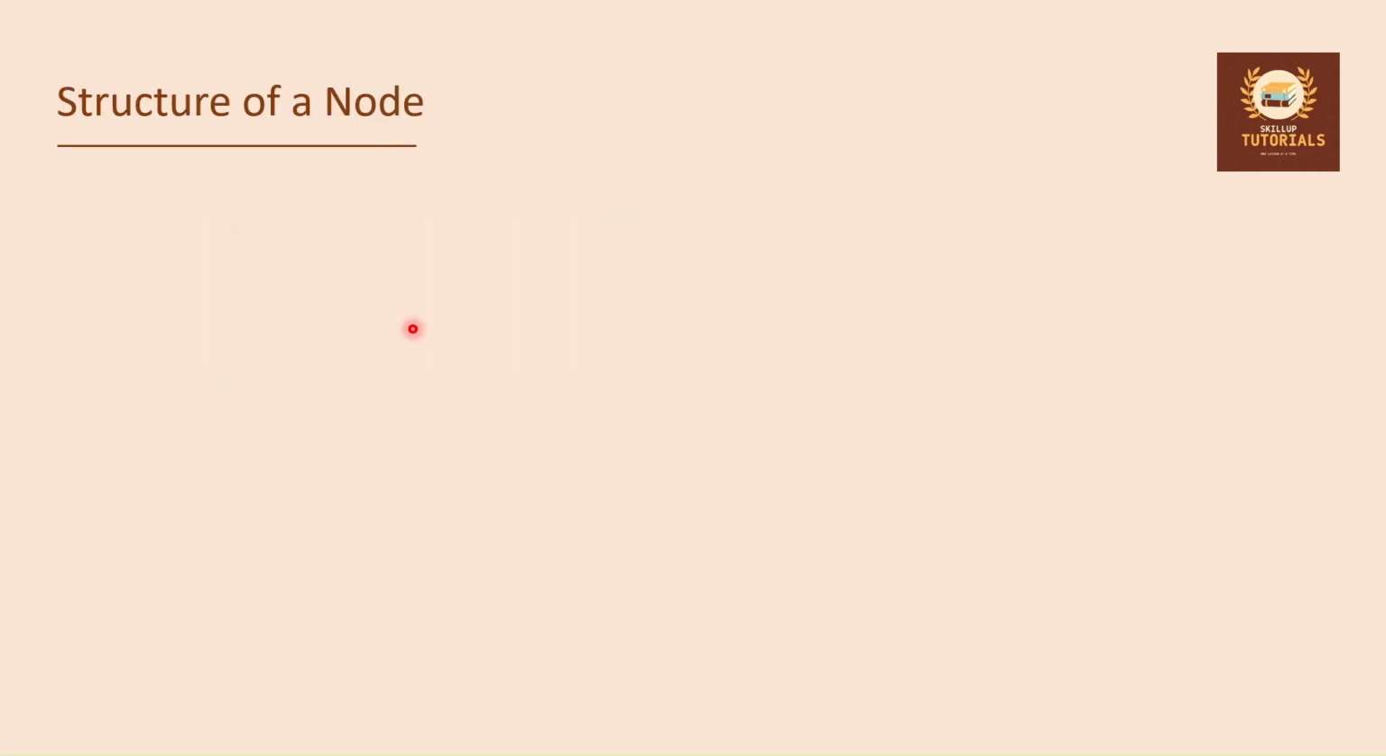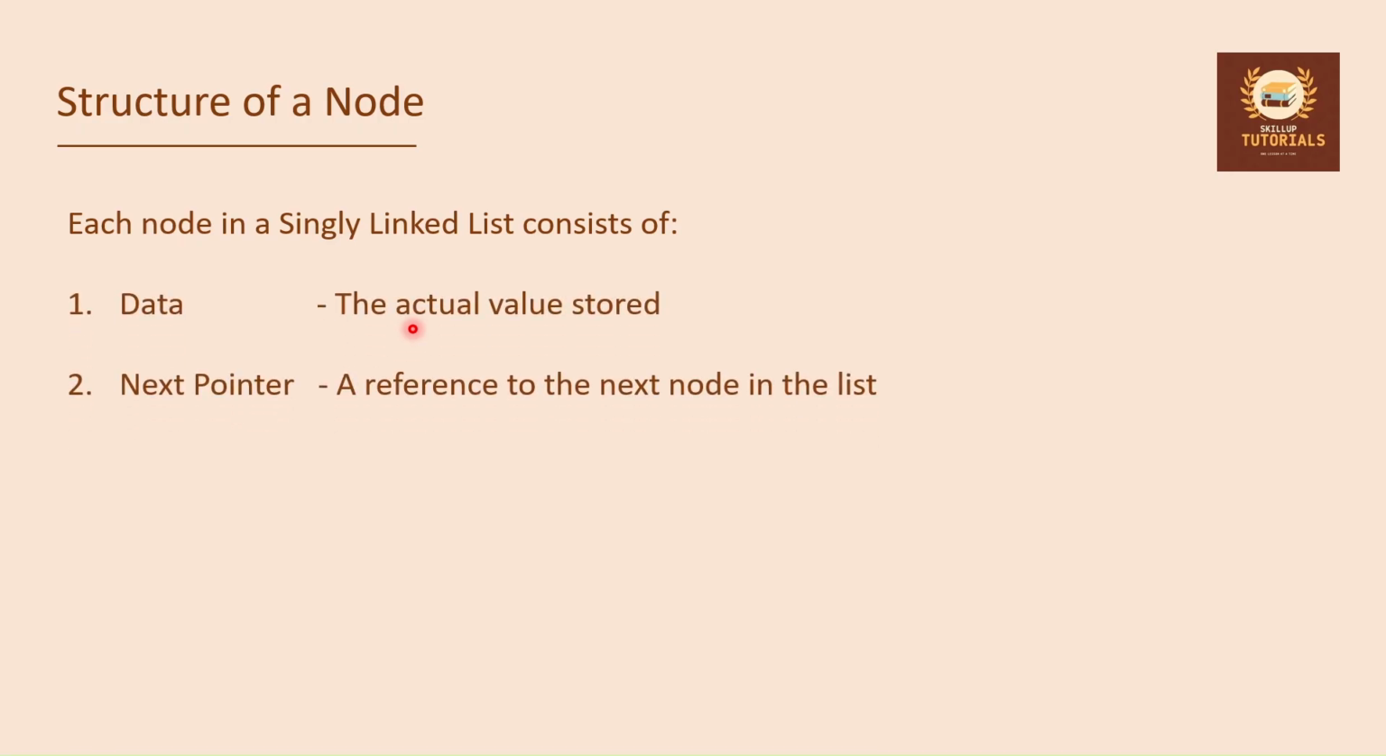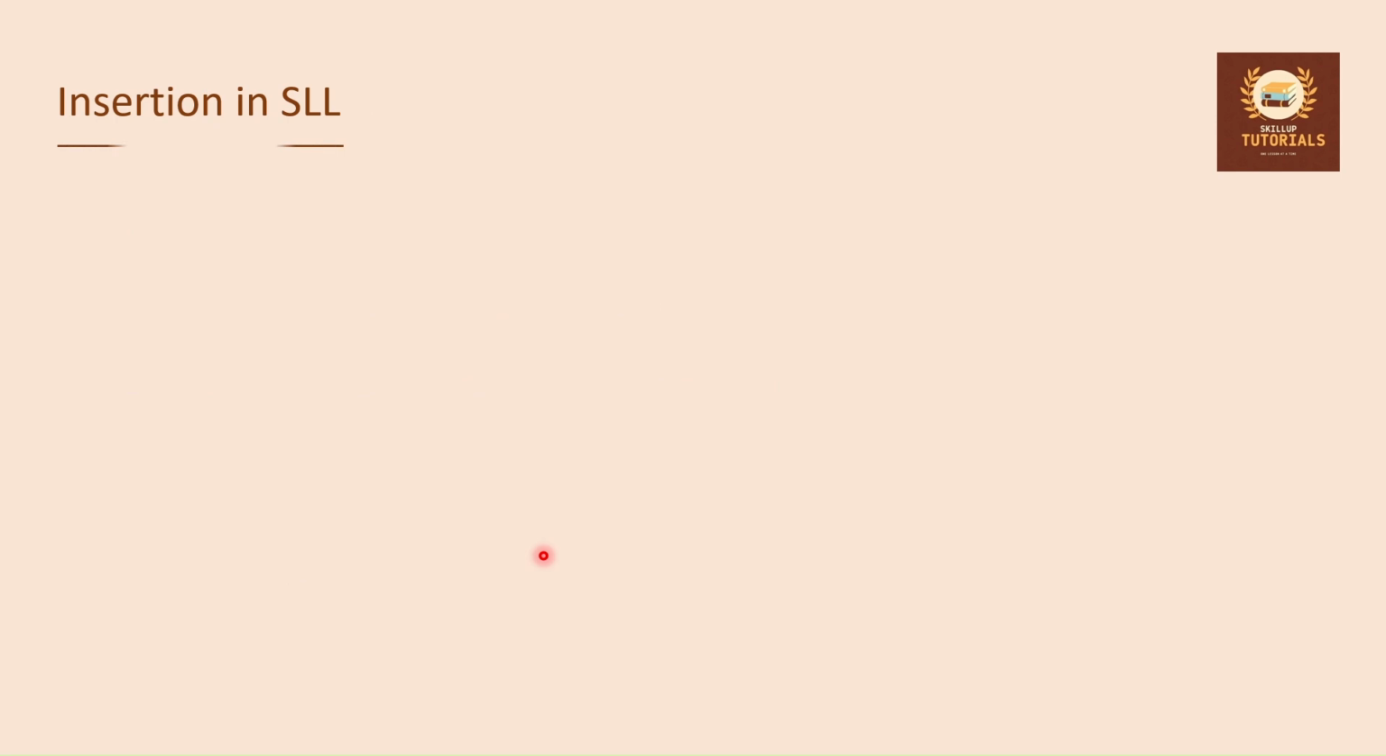Now let's see the structure of a node for singly linked list. As we all know, it will have data and next pointer. Data means the actual value will be here. Next pointer means the next node's address will be stored here. This is the value and this is the address of the next node.